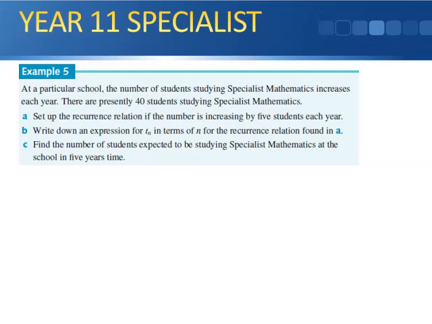Example 5. At a particular school, the number of students studying specialist maths increases each year. Presently 40 students, so it gives us a starting value, studying specialist maths. Part A, set up a recurrence relation if the number is increasing by 5 students each year.